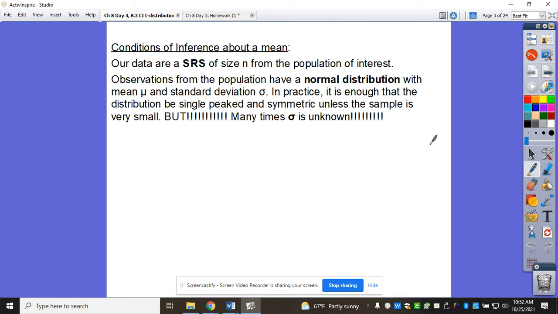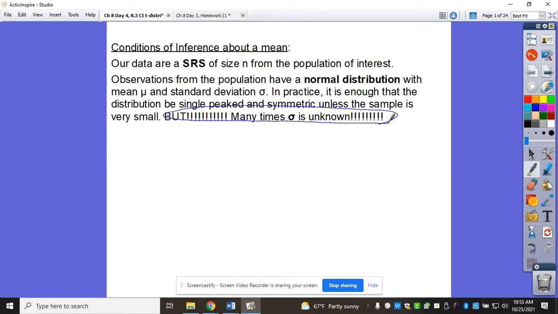So our data are a random sample of size n from the population of interest. Observations from the population have a normal distribution with mean mu and standard deviation sigma. In practice, it is enough that the distribution be single-peaked and symmetric, unless the sample is very small. But this is what we've been talking about.